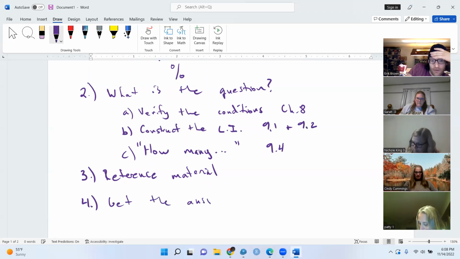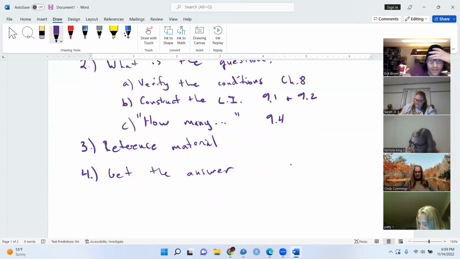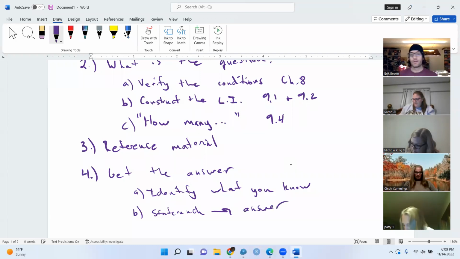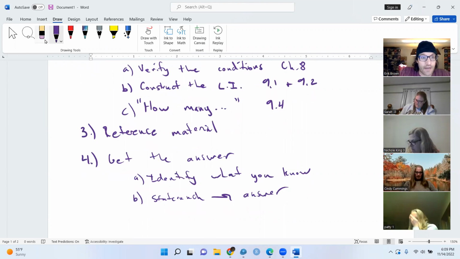This often involves StatCrunch. But maybe I should break this one down, and that would be identify what you know. Everything's there that you need. And then either write the answer or StatCrunch. Sometimes we give you the StatCrunch output. Run the formula, maybe. Maybe I should say StatCrunch / Desmos, because sometimes you just need a calculator.